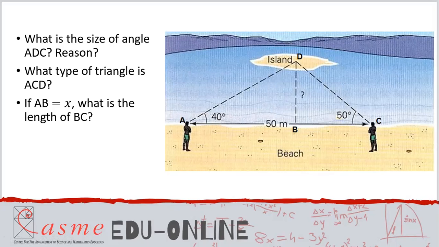For instance, one option is to say AB is equal to X. What is the length of BC? Let's say X is equal to 10, which means AB is equal to 10. What will be the length of BC? It should be 50 minus 10, which is 40. If X is equal to 30, so AB is 30, what is the length of BC? 50 minus 30, which is equal to 20.